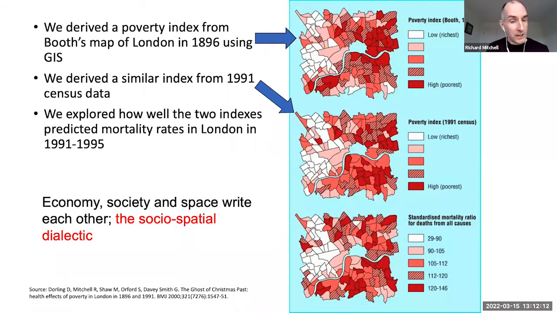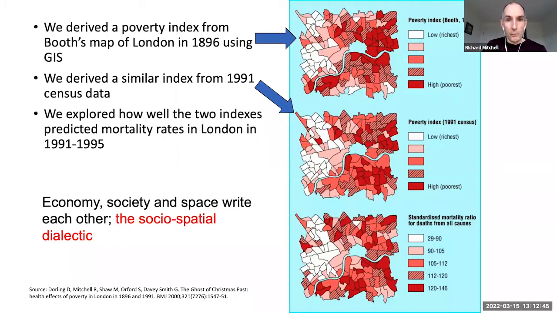That was a long time ago now. When I was looking at this, it's 20 years ago, working with Danny Dorling, amongst others, we got this map and digitized it, and we dropped relatively contemporary digital areal boundaries onto the map and derived a poverty index based on Booth's map of London in 1896 for 1991 areal boundaries. We did this using GIS, and you can see the map there. This is a poverty index of London in 1896.